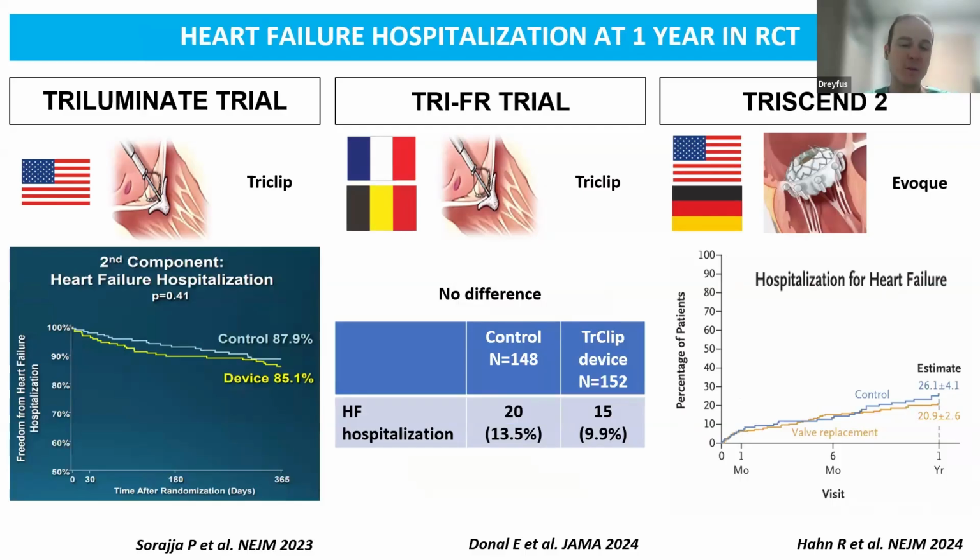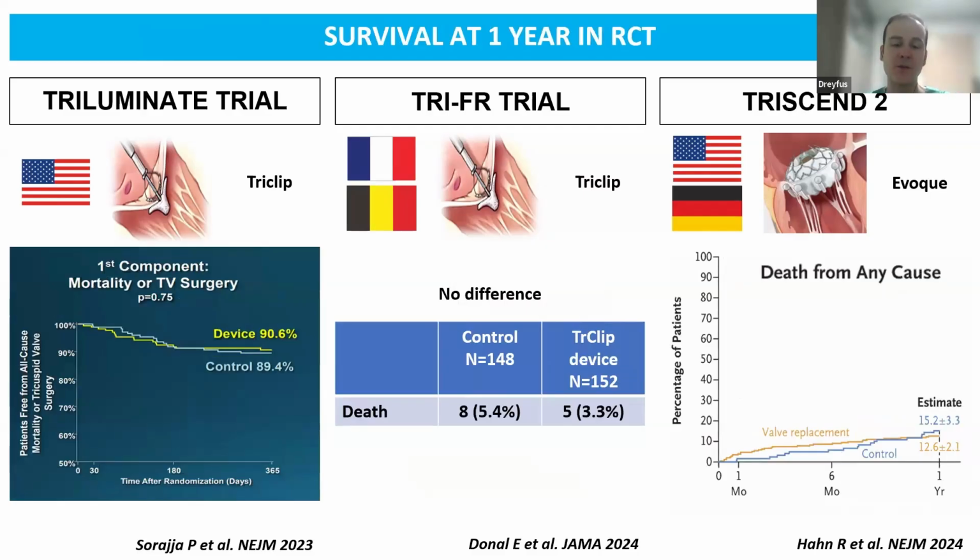But if we focus on heart failure hospitalization, there was no benefit of any transcatheter intervention. And if you move to survival as well, like for heart failure, there was no benefit of intervention. Interestingly, if you look in the medical arm, not the transcatheter arm, the medical arm, you can see that survival at 1 year was significantly different from one study to another, from 5% in TriFair to 15% in Triation 2.